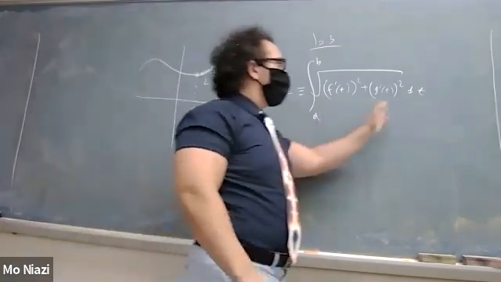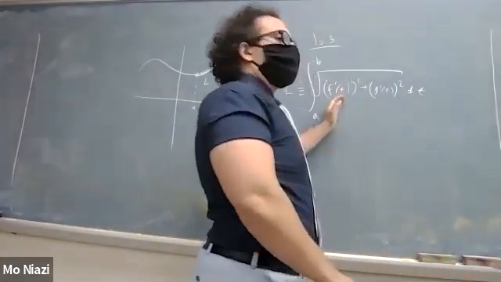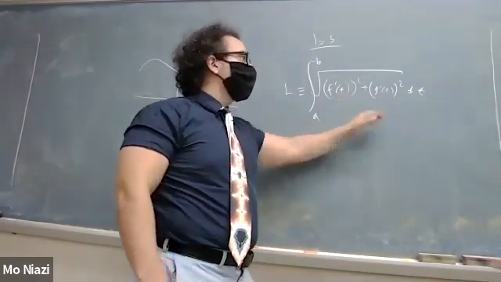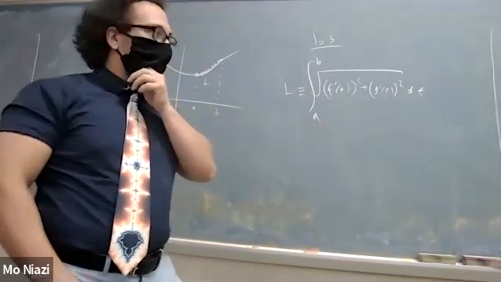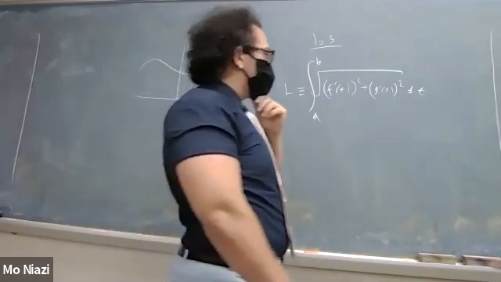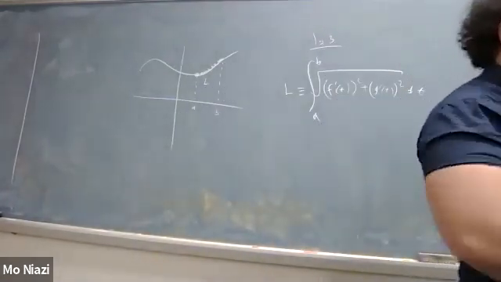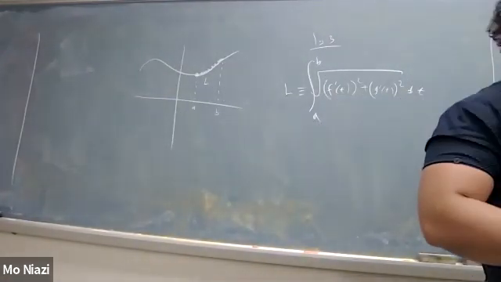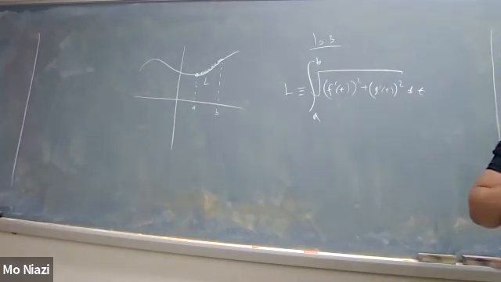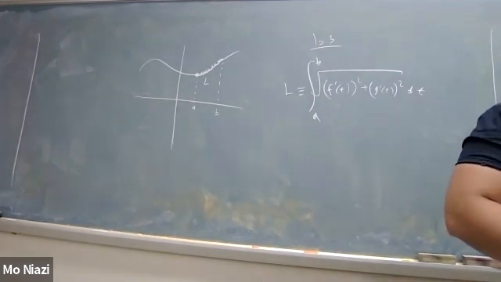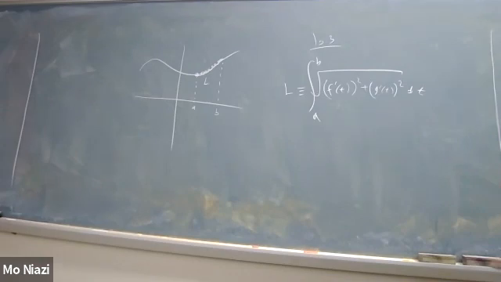And if f of t parameterizes how x changes and g of t parameterizes how y changes, then we define our arc length to be the integral from a to b of the square root of f of t primed squared plus g of t primed squared. So this was supposed to be in section, what section is this? 6.4.